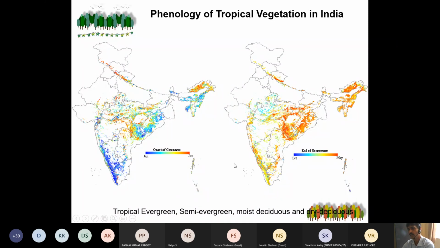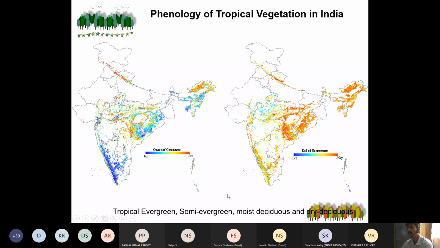On the right hand side you can see when the end of the season is happening, from October to May in different places. You see the late growth: in Uttaranchal it starts in June, then it grows and comes to senescence, finally with no leaf in May. So that is one growth cycle here.